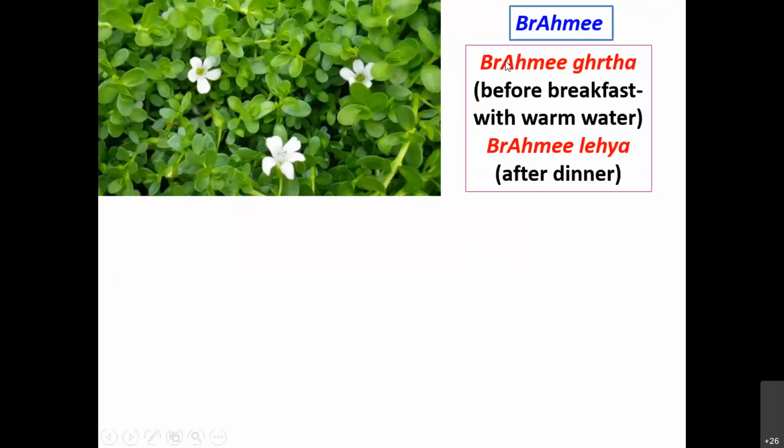If they are consuming Brahmi Grita, this has to be before breakfast with warm water. If they are consuming Brahmi Lehya, it has to be after dinner. This will give enough nourishment to the brain. Why I am specifically saying this for children is that children are in the growing phase of the brain until the age of 24. At the same time, children will be having more pressure for studies. So if they keep consuming these things, their brain will have enough nourishment.